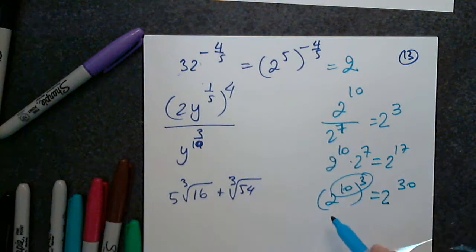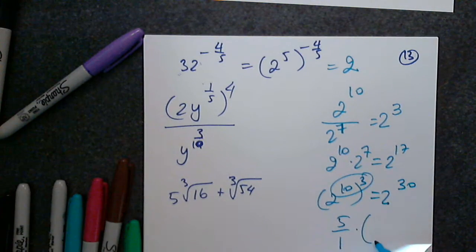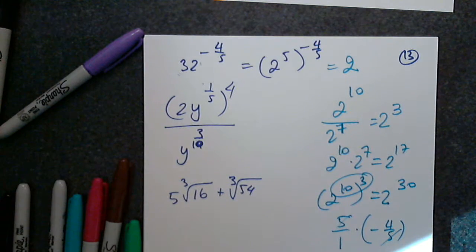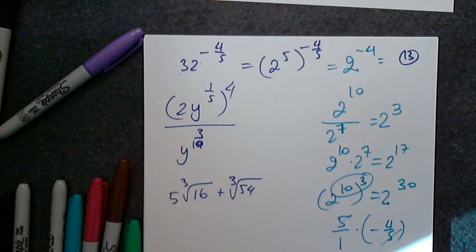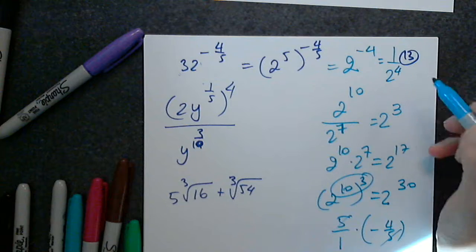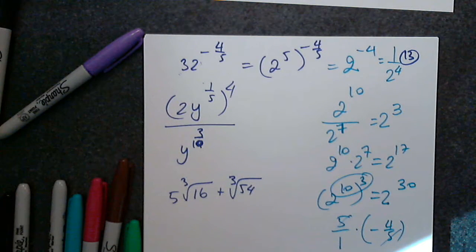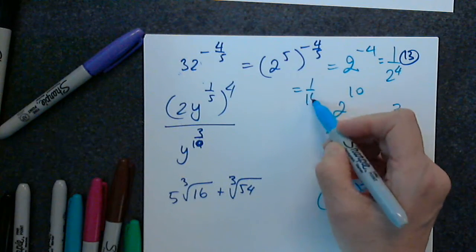So here, when we multiply, we have 5 over 1 multiplied by negative 4 over 5. When we simplify the 5s, the answer is negative 4. But we cannot leave a negative power in the final answer, so we have to rewrite this. So 2 to negative 4 is 1 over 2 to the 4th, which simplifies into 1 over 16.